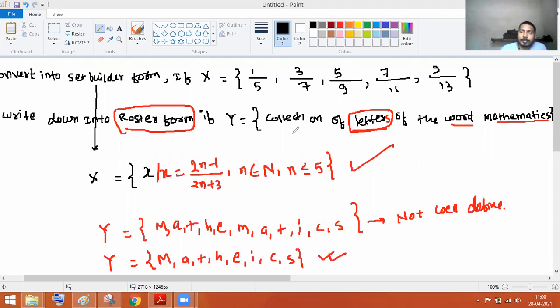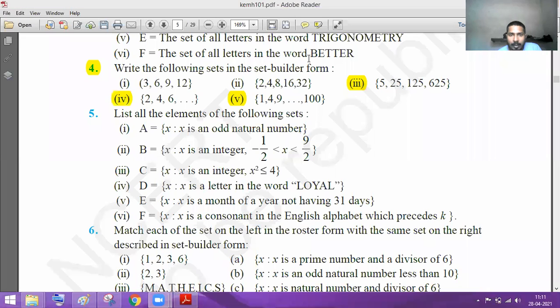Yes, everyone. Try to solve this question. Questions third, fourth, fifth. What is the question basically? Write the following sets in the set builder form. So try to write it down.